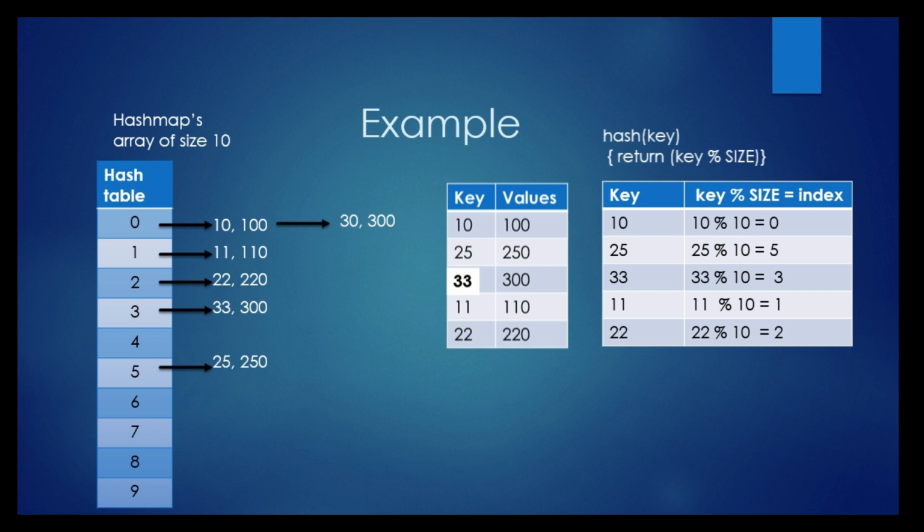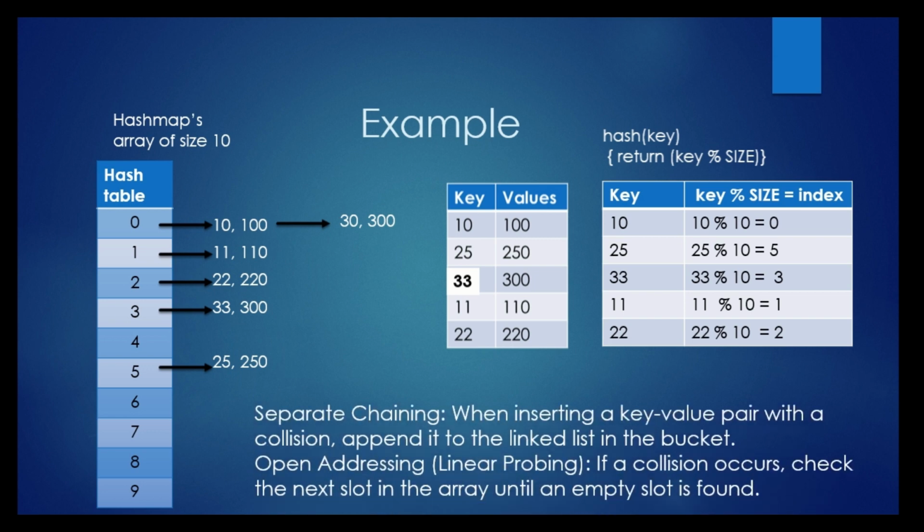It's going to append. There are several methods of solving collision. The most commonly used method is called separate chaining. We are going to use this method when implementing our hash table. In separate chaining, when inserting a key value pair with a collision, we append it to the linked list in the bucket, like we have seen in the example above. So our 30, 300 key value pair was appended to the 10, 100 key value pair.